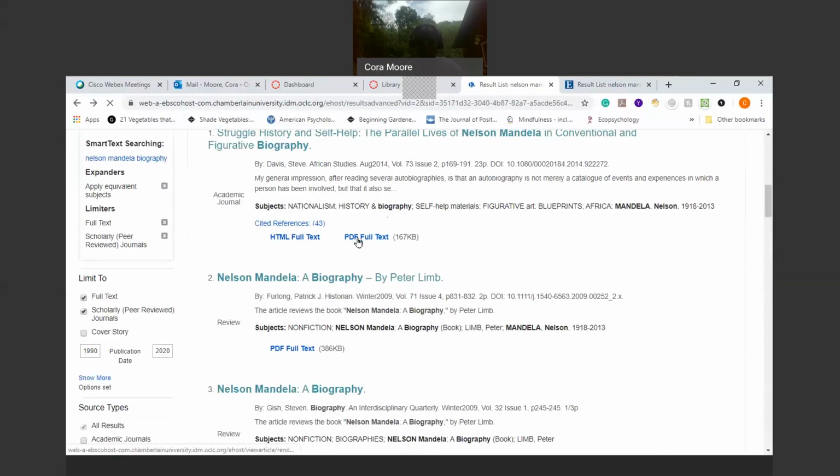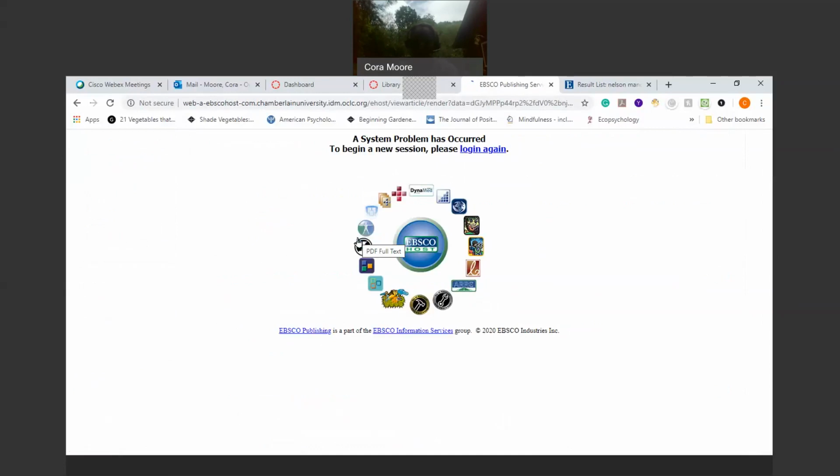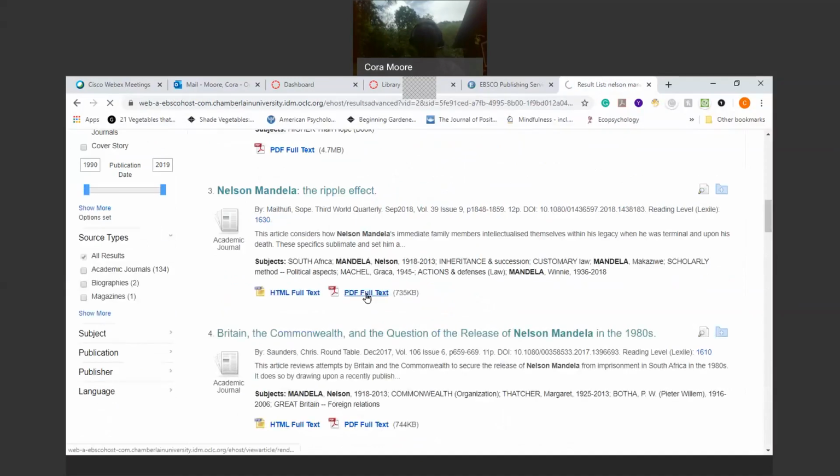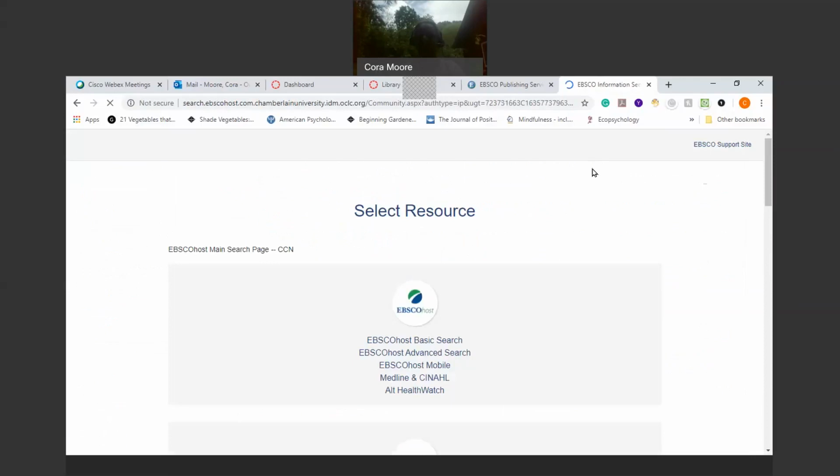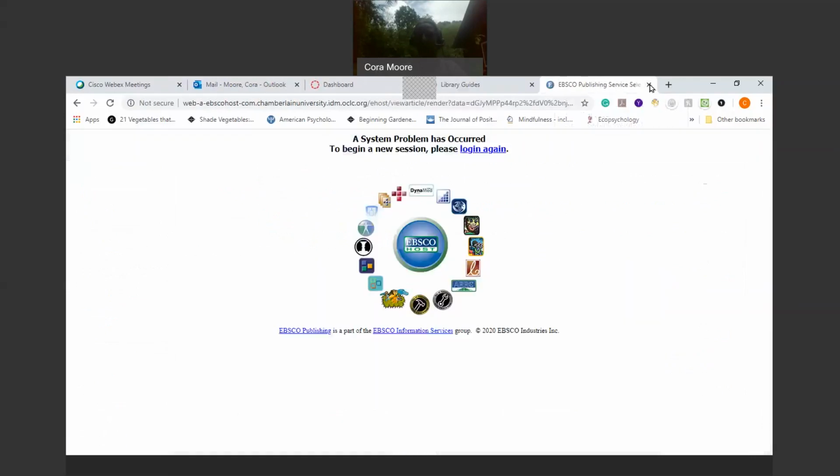But if you just, like right there, I just opened this one, The Parallel Lives of Nelson Mandela. I think I've been logged out. I've locked myself out of class. It's not going to open it for me. See if it opens. It's not. Sorry, guys. I'll have to restart my computer, but no, don't do that.